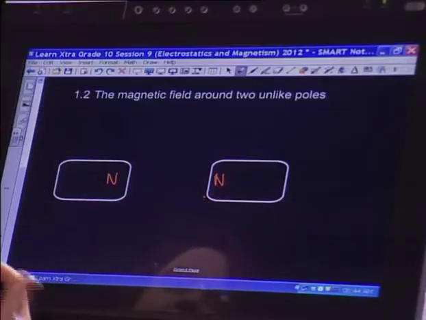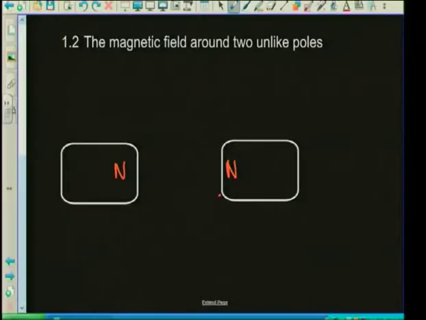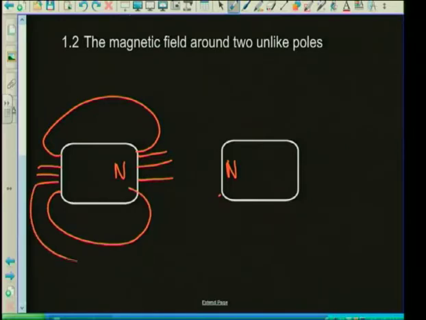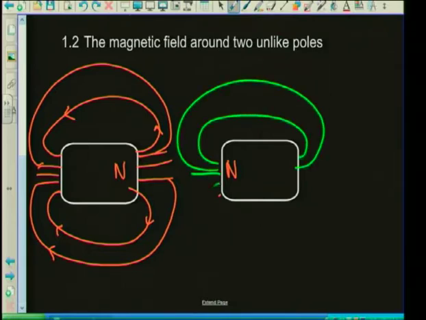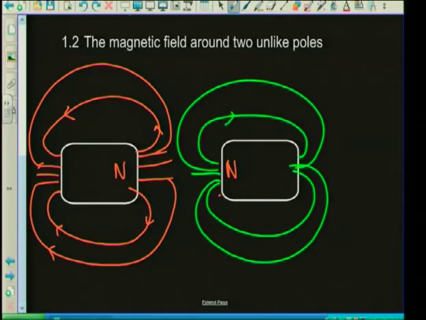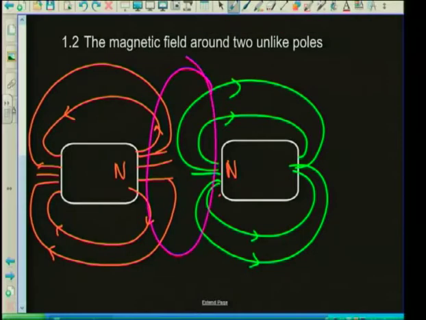Now I want you to think about what's happening. We know that the magnetic field, so let's draw the magnetic field for the first one, would normally be this, and it would do that, and we would have that, and I'm just simplifying it quite a bit. It goes out from north into south, out from north into south, and this one would do exactly the same. So we would have that, but I just told you that our magnetic fields cannot cross each other. So we need to now consider what's going to happen in the middle.